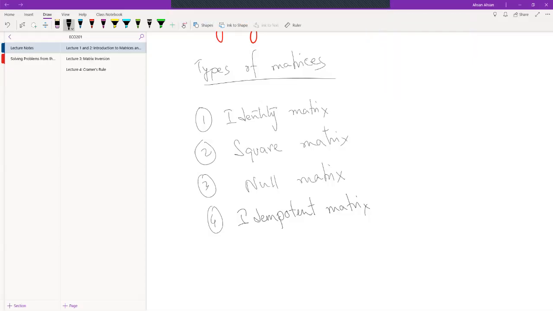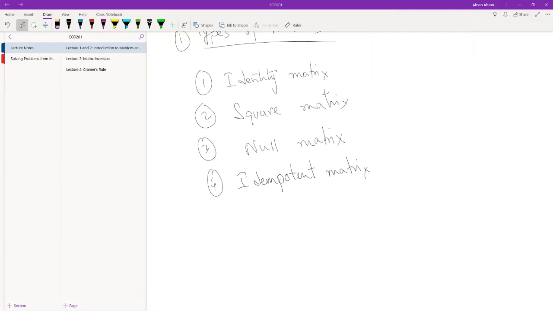Today we're going to take a look at a few different types of matrices, and following that we're going to look at a couple more matrix operations. So let's get started. We will be taking a look at four different types of matrices: the identity matrix, square matrix, a null matrix, and an idempotent matrix.